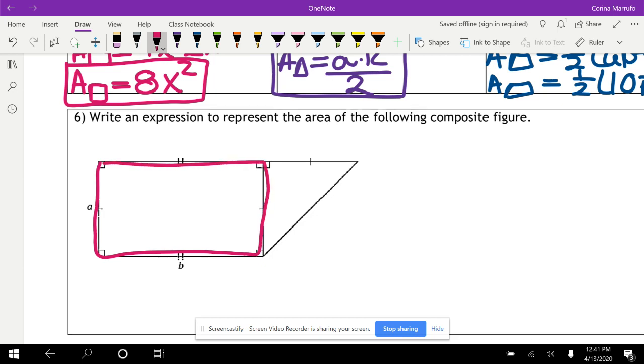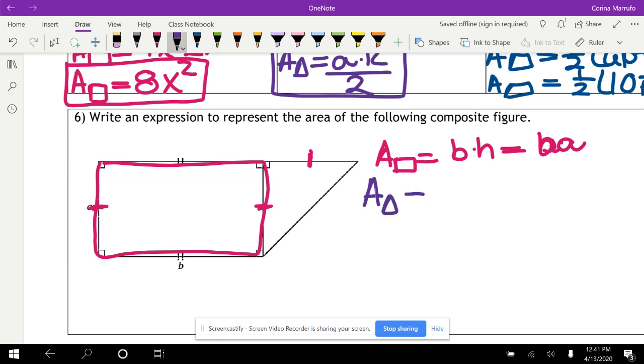So to find the area of this rectangle, we would have to do base times height. So in this case, the area for a rectangle, our base is B, and our height is A, so it would be B times A. Now they have these little tally marks here. Okay, those are significant because of when we're finding the area of the triangle, that is our next shape here.